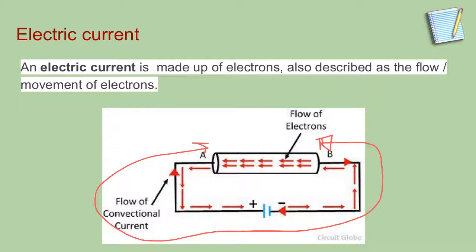What that connection does, and what that circuit allows you to do, is to have an electric current pass through, or allow the electrons, the negatively charged particles that give us electricity, to flow. So an electric current is made up of electrons. It's described as the flow or the movement of the electrons.